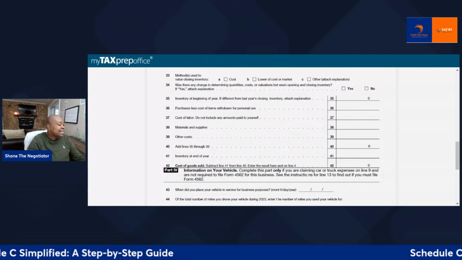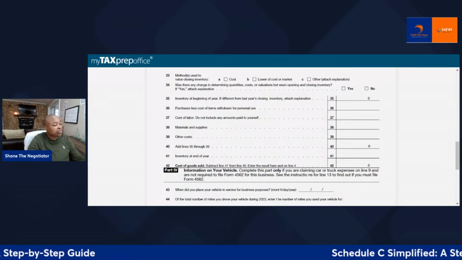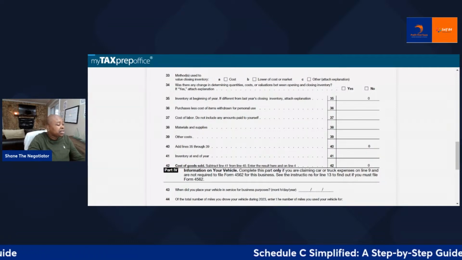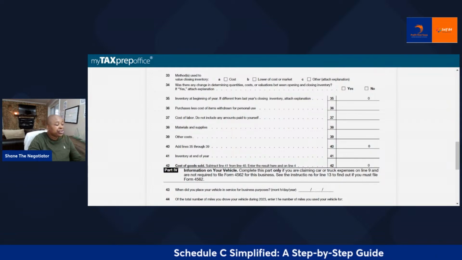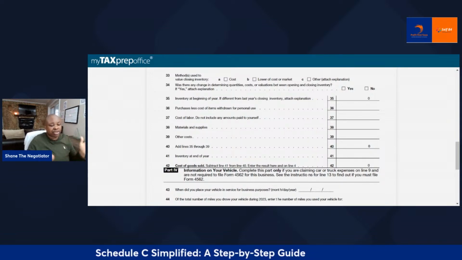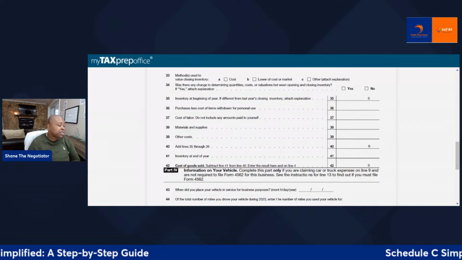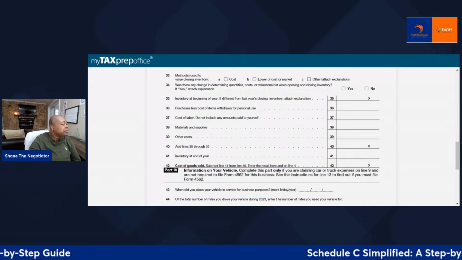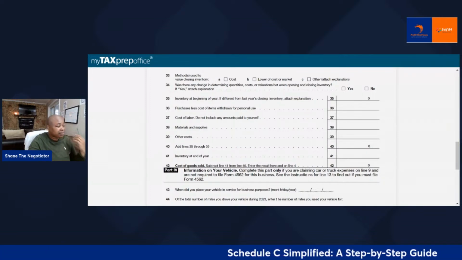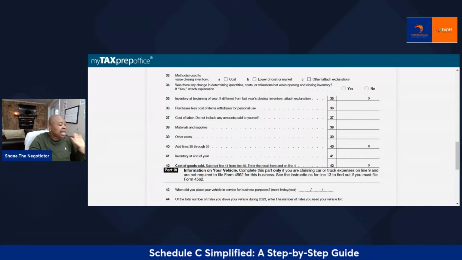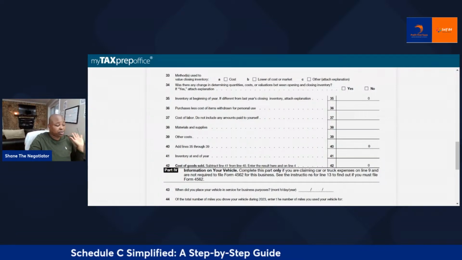Line 34: was there any change in determining the quantity, cost, or valuation between opening and closing inventory? If yes, explain. If it's pretty much straightforward, then there's nothing really you have to explain. Otherwise, you will have to explain, yes or no. Number 35, inventory at the beginning of the year. If it's different from last year's closing inventory, you have to explain.